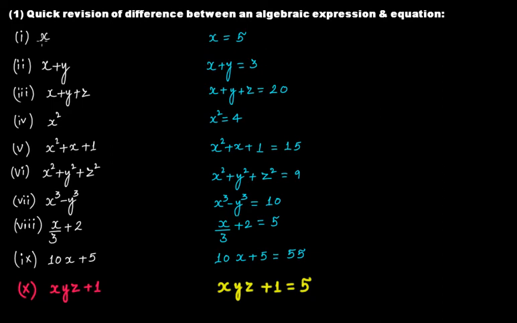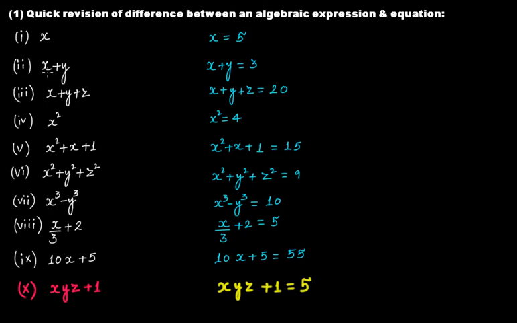Here we have an algebraic expression, that is x, but here we have an algebraic equation, that is x is equal to 5. x is an expression, but x equal to 5 is an equation, because this equal sign tells us that now this expression has a value and that value is 5.